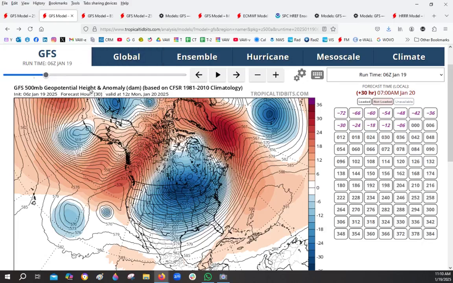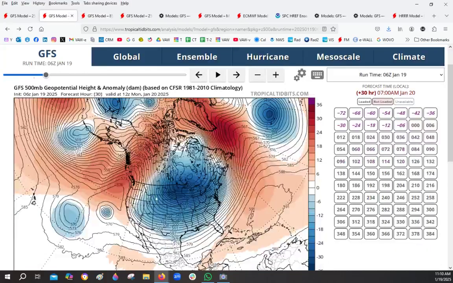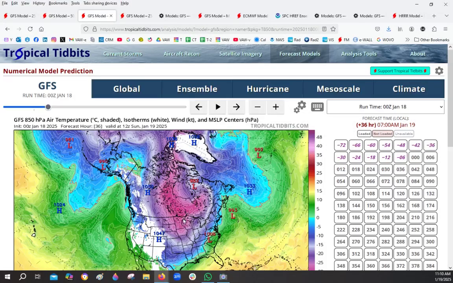Now, what I'm going to do is go even further down to the surface level. This is the 850 millibar. This is about 5,000 feet in elevation. This is more of an indicator of the surface air that's coming through. So again, while we have this trough of low pressure digging into the eastern third of the U.S., here's that cold air closer to the surface.